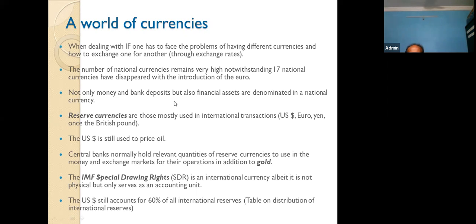Not only money and bank deposits, but also financial assets are denominated in a national currency. Then, in regards to the fourth one, reserve currencies are those mostly used in international transactions. That is the US dollar, euro, yen, and even the British pound. But in regards to oil prices, the US dollar is still used to price oil. So there, the euro is not involved.